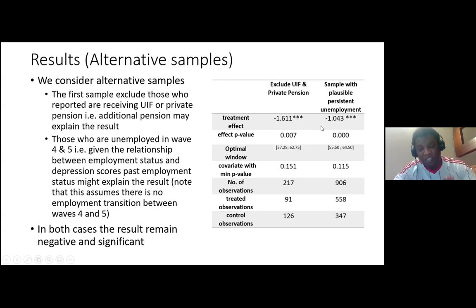And then, because of the relationship between employment status and depression scores, we looked into wave 4 of the data. This analysis is based on wave 5, and we restrict the sample to those who reported being unemployed in wave 4 and in wave 5. The result still remains the same. It's still negative, around 1, and statistically significant.